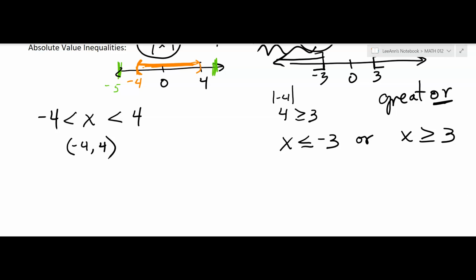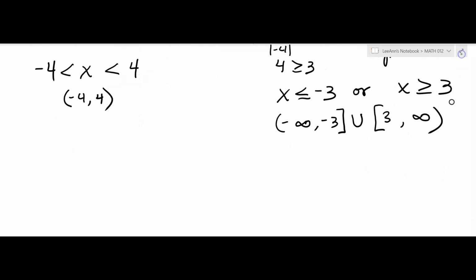Okay, how do you write that in interval notation? It would be from -infinity to -3. This time we're having a square bracket because it's got the equal to part, and then you're going to union it with square bracket 3 to infinity. Okay? Now, there are a couple special cases, so let's talk about special cases.